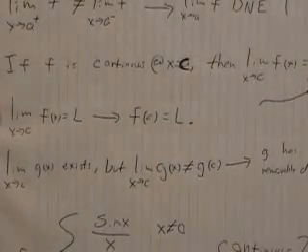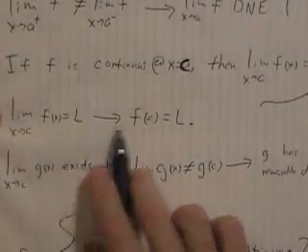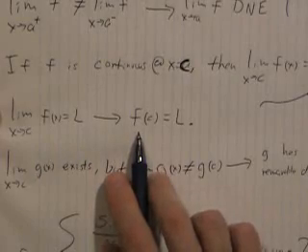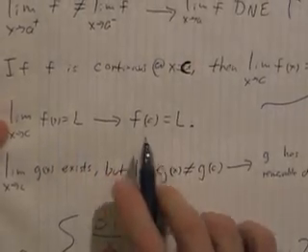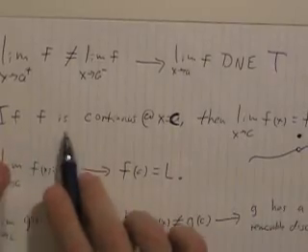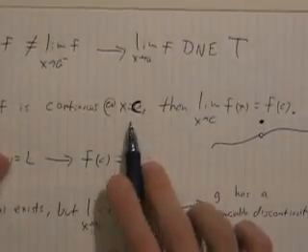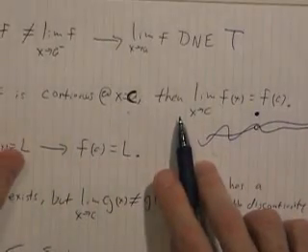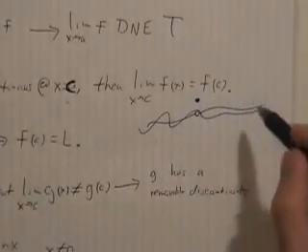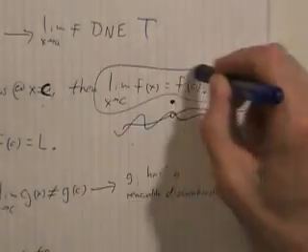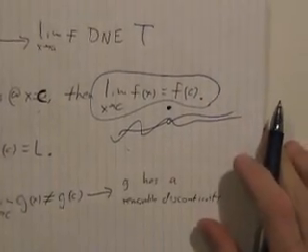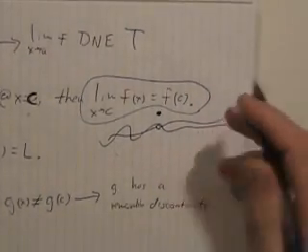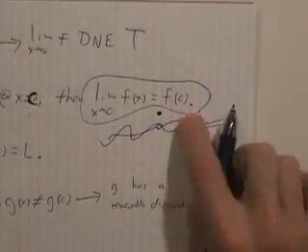Next one: the limit as x approaches c is L, that implies that f of c equals L. Oh no, wait, this says if f is continuous at c. Okay, never mind, scratch that. If f is continuous at x equals c, then it must be the case that the limit as x approaches c of f of x equals f of c. That is the definition of continuity. So that one is definitely true.